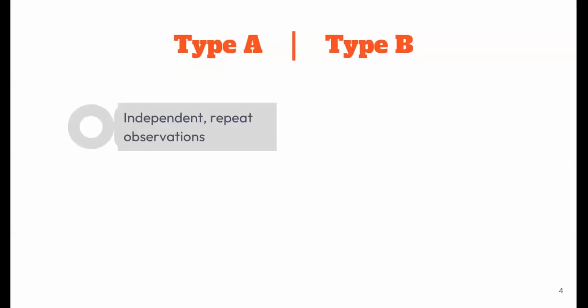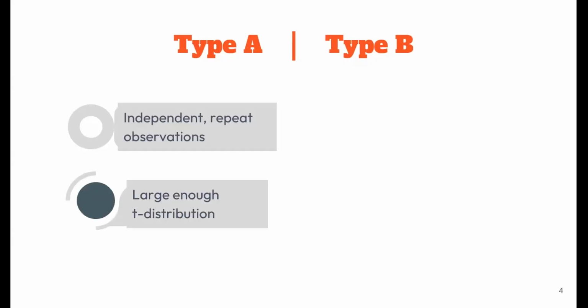Type A data is the kind of data collected through independent and repeat observations. Right, so multiple observations, multiple measurements, multiple data points collected over whatever duration of time. And we want to be sure that there are enough of these collected. Otherwise, we're going to use a t-distribution to appropriately summarize or characterize them.